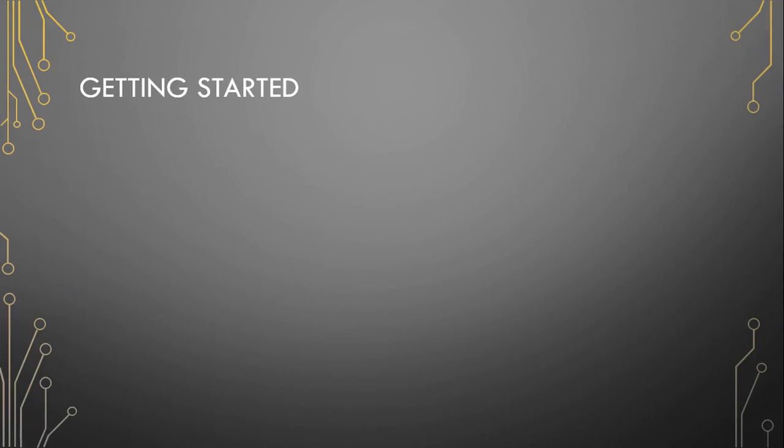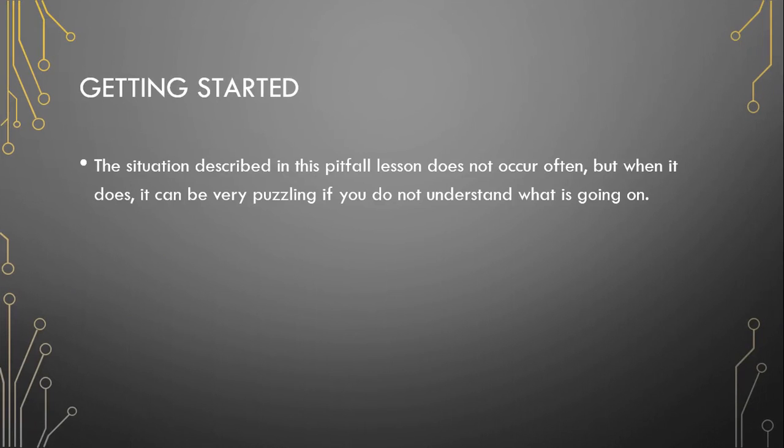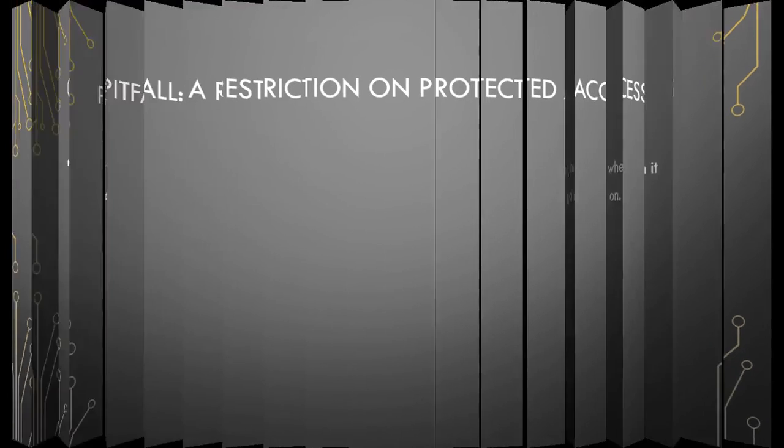So getting started, just one quick point here. The situation described in this pitfall lesson does not occur very often, because remember, most often we're using public and private anyways. But when this does occur, it can be very puzzling if you do not understand what's going on. So let's take a look at it.